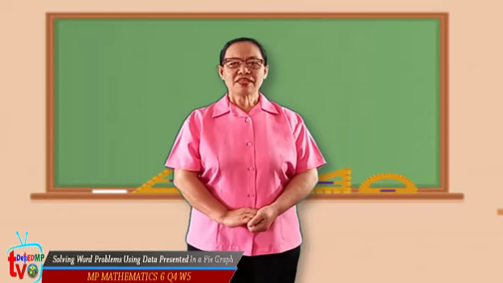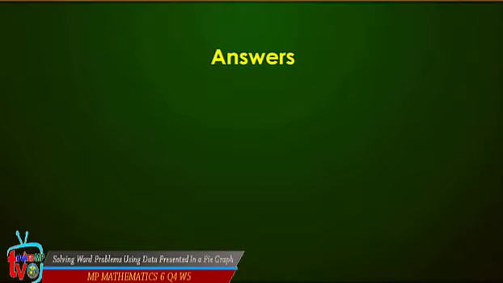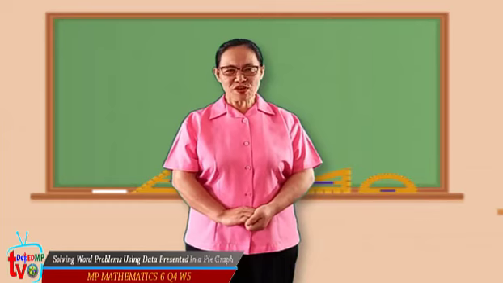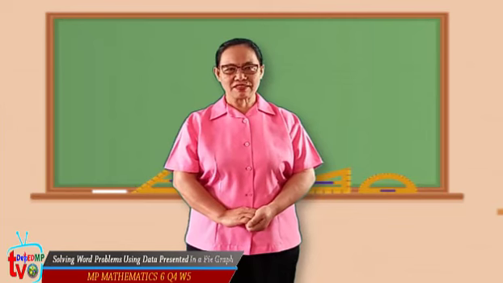Time's up! Check your answers. Number 1, D. Number 2, B. Number 3, A. Number 4, D. Number 5, B. What's your score? Great! This is now your last activity.